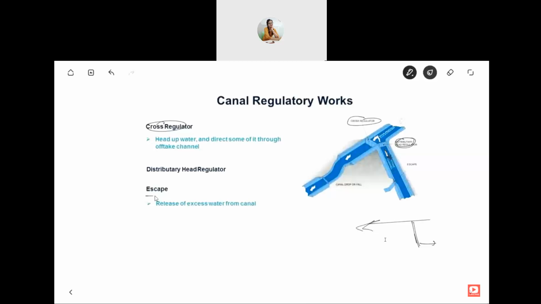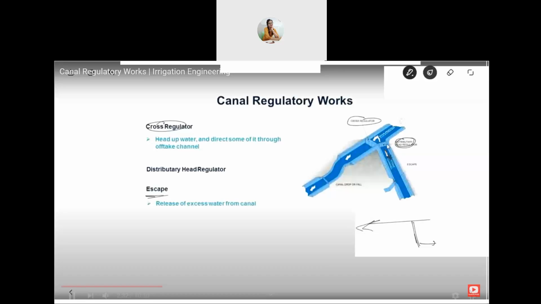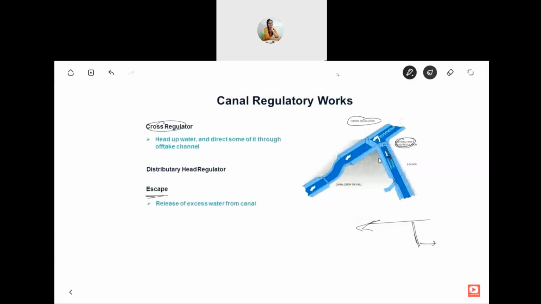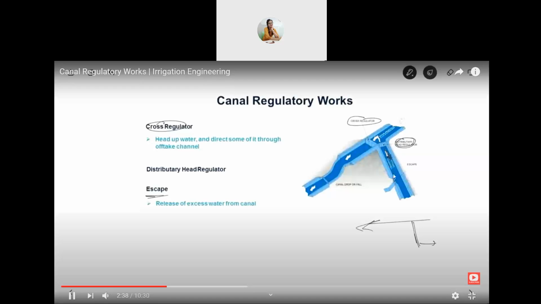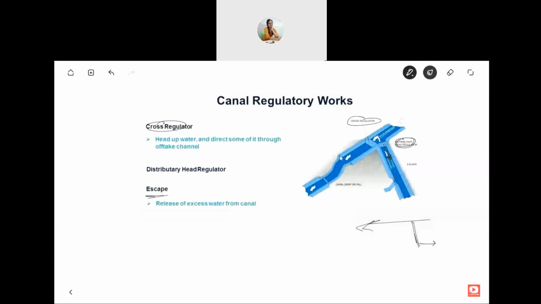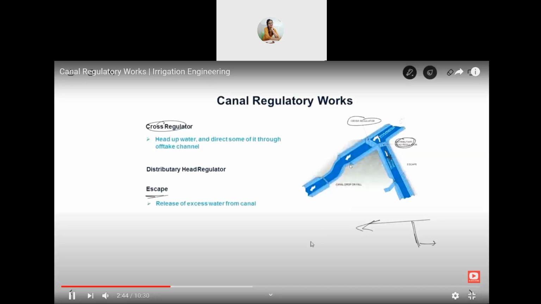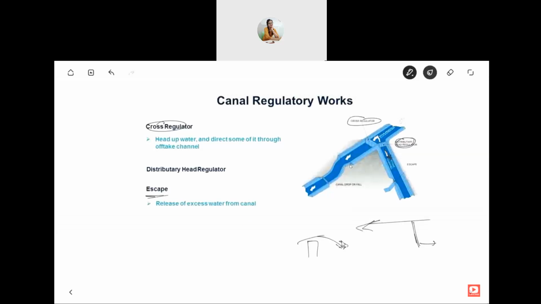Then you have an escape. Sometimes, if a lot of rain comes or some other condition because of which excess water comes, then this offtake channel will have very high water, or even the canal will have very high water supply. If it goes above the full supply level, it will go above the canal and then start eroding the bed, which is undesirable. So in that case, you release some of the excess water from the canal. That is known as an escape.